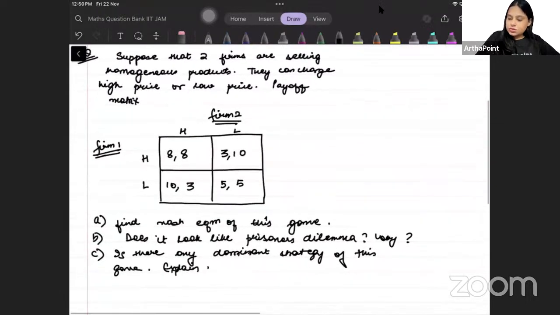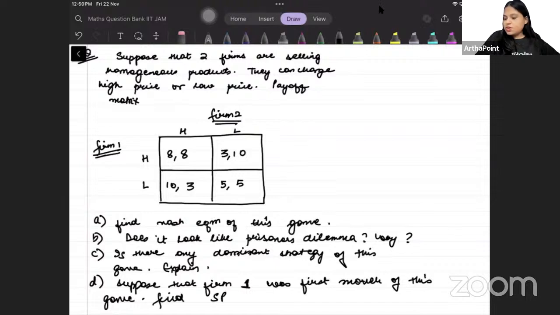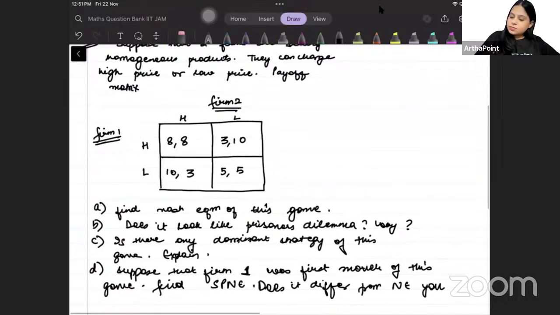Okay. And fourth, suppose that firm 1 was first mover of this game. Find subgame perfect Nash equilibrium. Does it differ from the Nash equilibrium you found? You need to do these 4 parts.